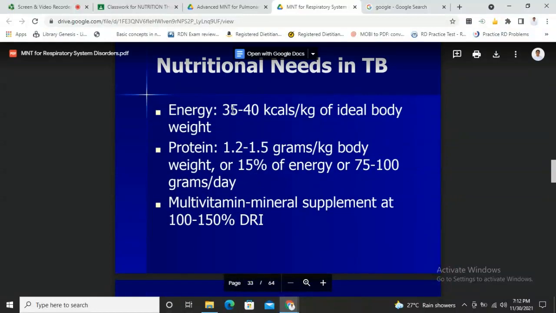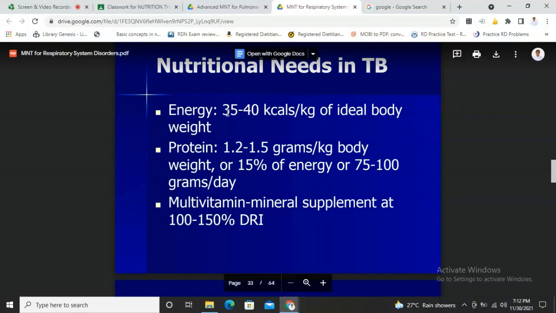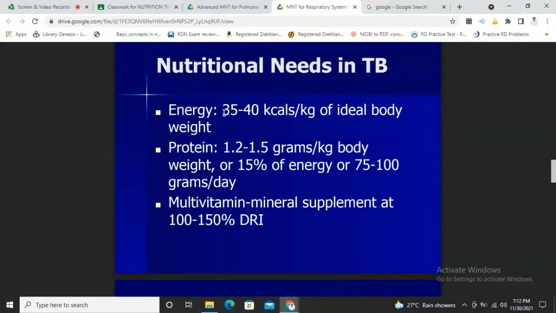The energy needs, if using the weight-based formula, is 35 to 40 kcal per kilogram. But again, if indirect calorimetry is possible, that is the gold standard. So we should estimate the energy needs using the indirect calorimetry approach. But if not, then we must use the Penn State University equation or formula. Okay?